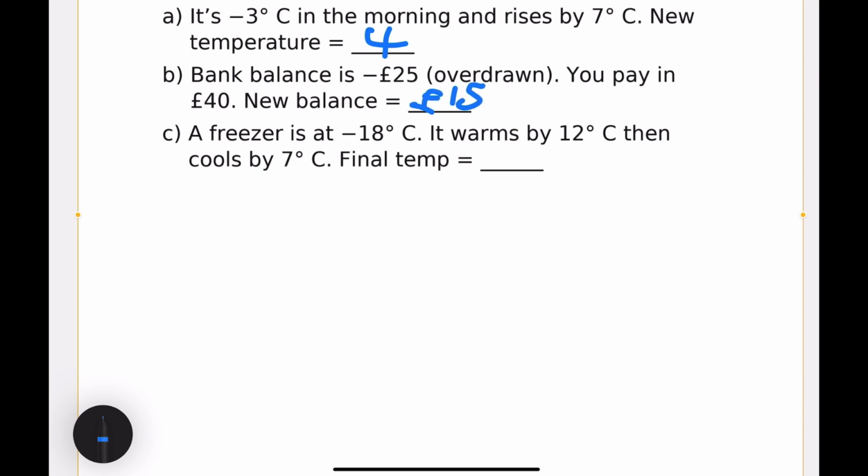Okay, next question. A freezer is at minus 18 degrees Celsius. It warms by 12 degrees Celsius, then cools by 7 degrees Celsius. What is the final temperature? So for this question, you'd basically go through what it is telling you. So you would do minus 18, and then you do add 12, as if it warms by 12 degrees, it is increasing by 12 degrees. And then it cools by 7 degrees, so it decreases by 7 degrees. So you do minus 18 plus 12 minus 7.